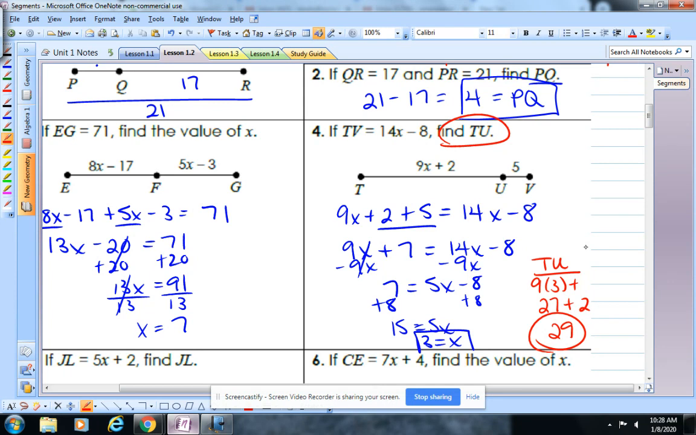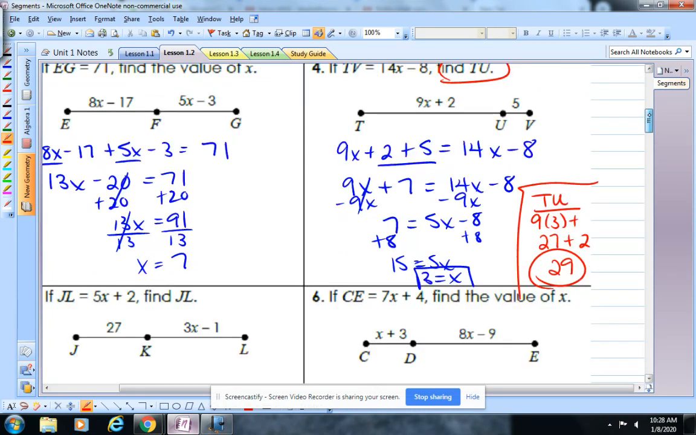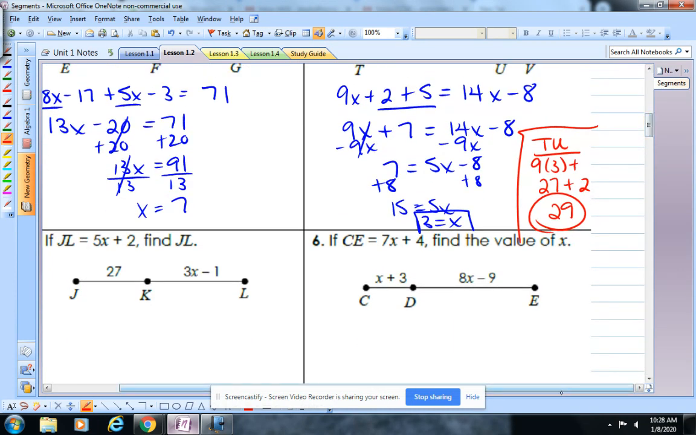Okay, so always answer the question. Don't just stop when you solve for x unless it's all it said to do. So any questions about that? Let me see. Why don't you guys try number 5 and number 6 on your own? Y'all try number 5 and number 6 on your own, please.